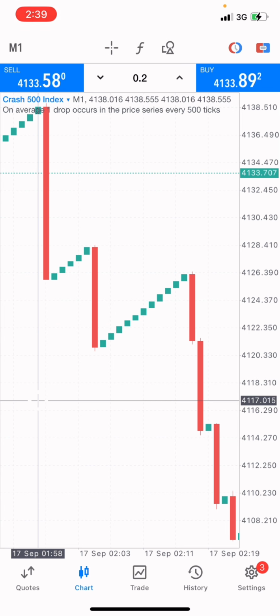So when you have set the lot size, then you start placing your trade after you have seen a better entry position. All right. You have seen a better entry position using a good analysis.